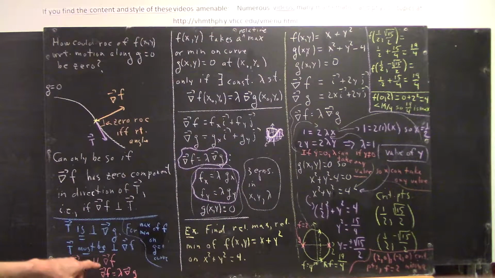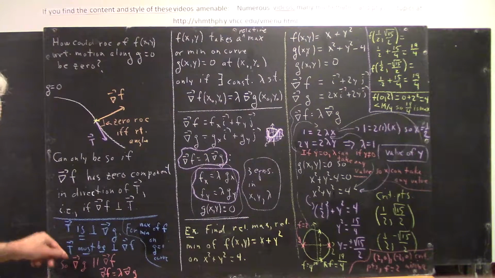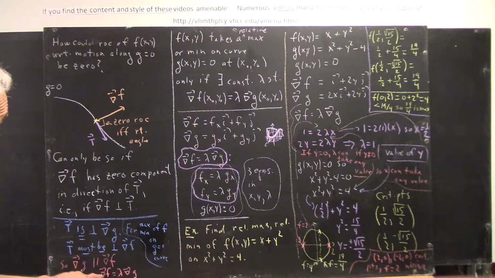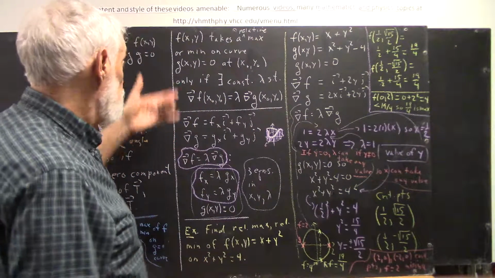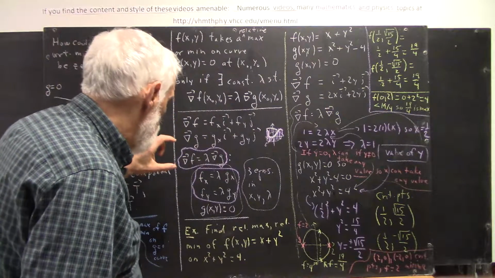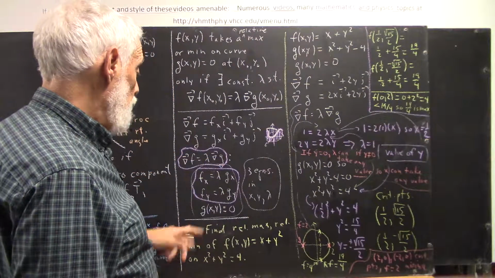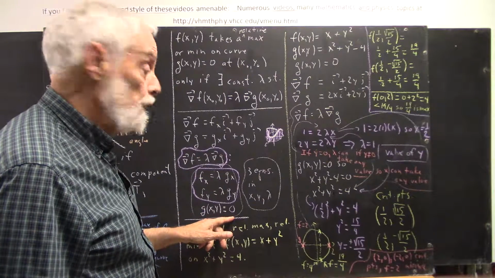So del g and del f, both being perpendicular to the unit tangent vector, have to be parallel to one another. So del f is a multiple of del g by lambda. So that brings us to the conditions that del f has to equal lambda del g, and also g of x,y has to equal 0.